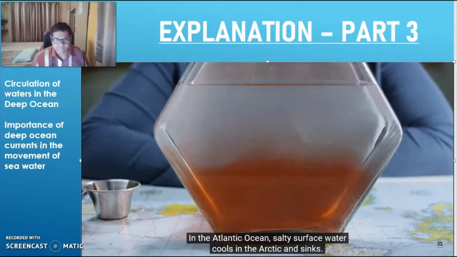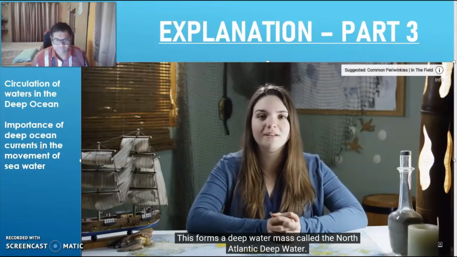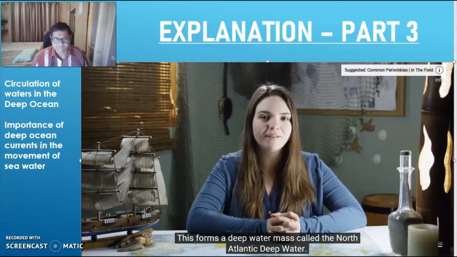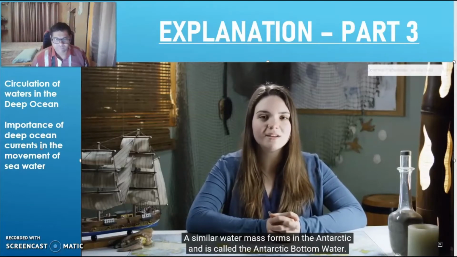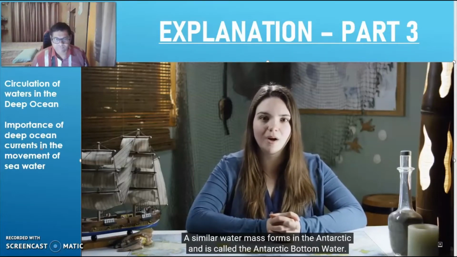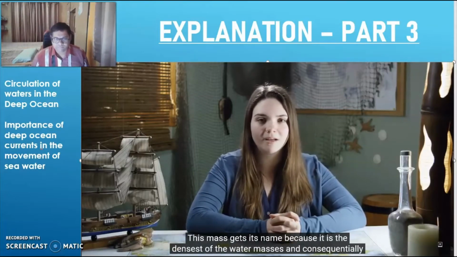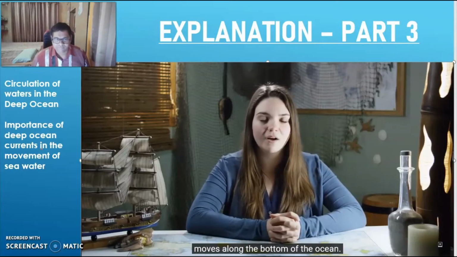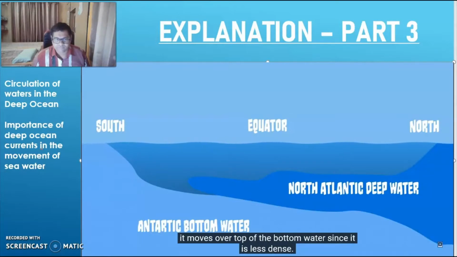In the Atlantic, salty surface water cools in the Arctic and sinks. This forms a deep water mass called the North Atlantic deep water. A similar water mass forms in the Antarctic and is called the Antarctic bottom water. This mass gets its name because it is the densest of the water masses and consequently moves along the bottom of the ocean. Therefore, when the North Atlantic deep water encounters the Antarctic bottom water, it moves over the top of the bottom water since it is less dense.